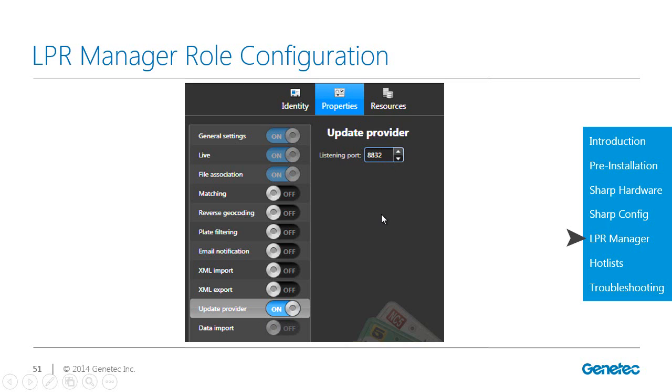So from here, open an LPR task, and under the roles and units, choose the LPR Manager you'll be using for the fixed system. And then go to the LPR Manager's Properties tab, like we mentioned, and turn this to on, set the port, and apply it. You're good to go here.